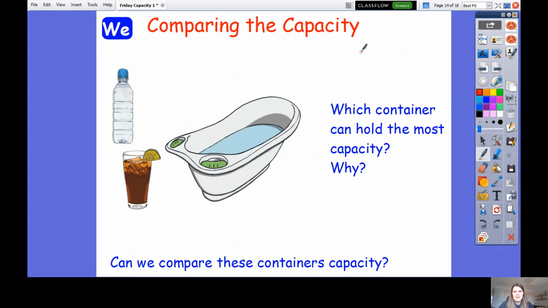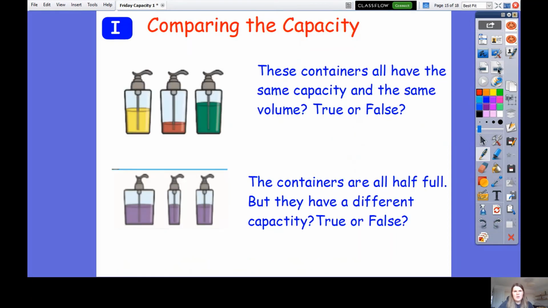Which of these containers has the most capacity? What do we think? The bathtub, the bottle of water, the glass of Coca-Cola? Which one has the most capacity? Bathtub. Why do you say bathtub? Because you think we could fit several of the other 2 inside it. Fantastic, well done. Okay, I'm going to have a go answering these true or false questions.